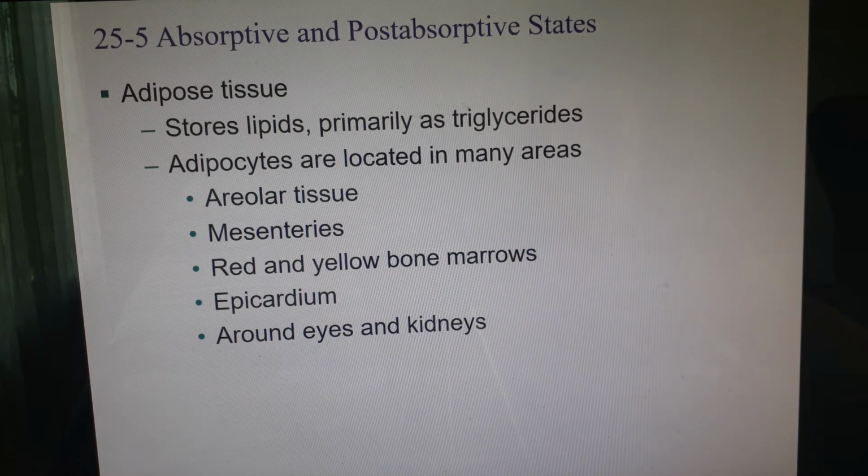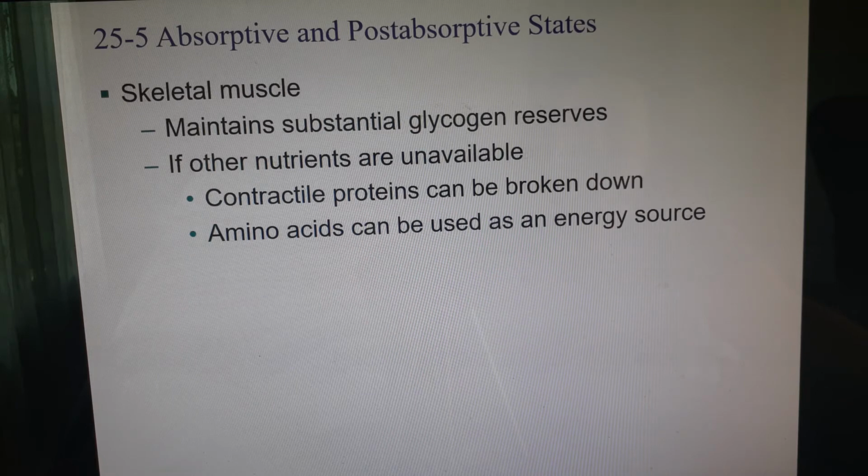Fat is going to be where we're going to store our triglycerides in adipocytes in the fat vacuole. And we have them all over our bodies, especially areolar tissue, mesenteries, in our bones, around the heart, and around the eyes and kidneys. Skeletal muscle has its own glycogen reserve in order to have a quick source of glucose for metabolism to keep muscle contraction going. If other nutrients are unavailable, we can actually break down the contracting proteins of muscle, things like actin and myosin, and use their amino acids as an energy source. But again, that is the last thing your body would do, and only in the process of starvation.